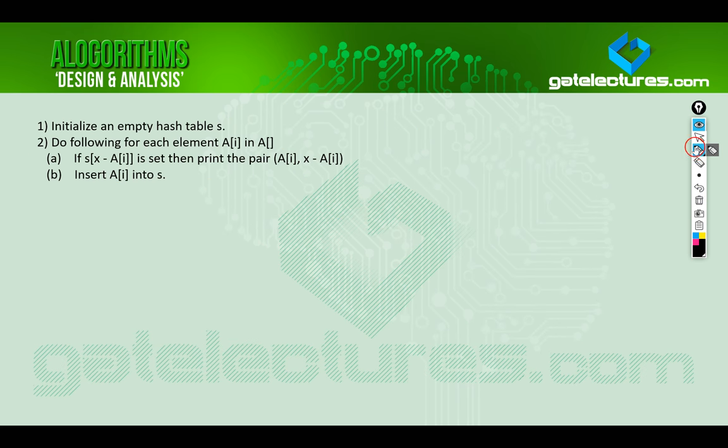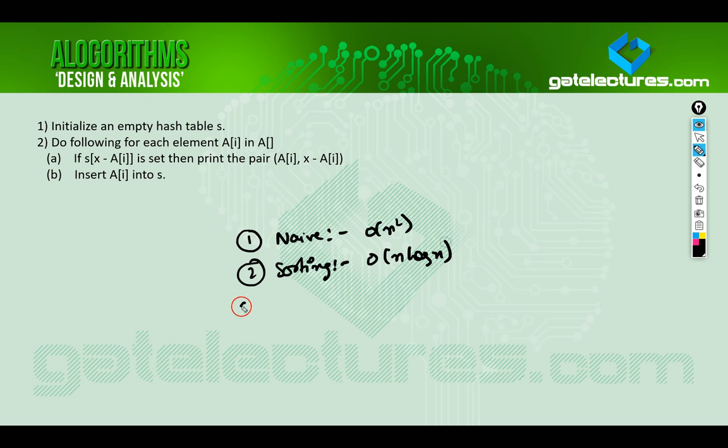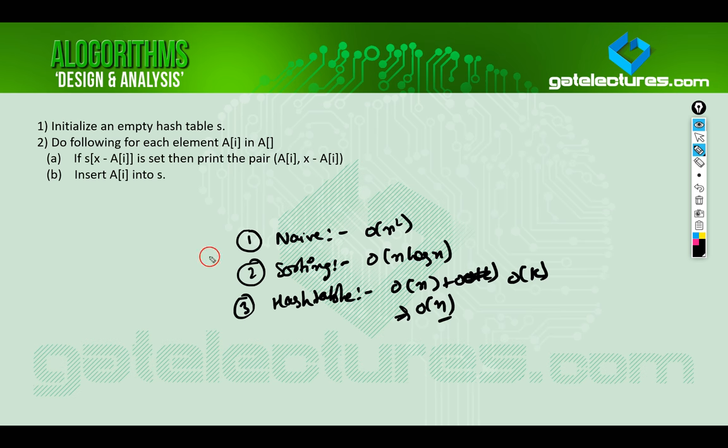Okay. So we have discussed three algorithms now. Number one, the naive approach, the basic approach, which takes order of n squared time. The second approach, which uses sorting. With that approach, we are going to solve this problem in order of n log n time. And the third approach that we are using here is by using hash tables, or you can say hashing, which is going to take order of n plus order of k time, which in most cases we are going to assume as order of n, which is a much better solution to solve exactly the same problem.